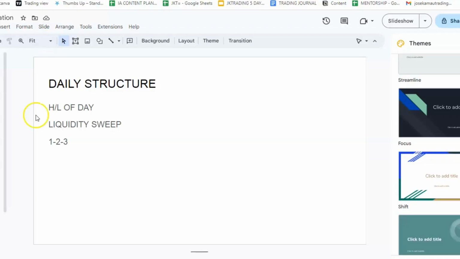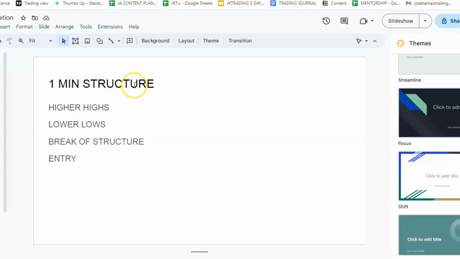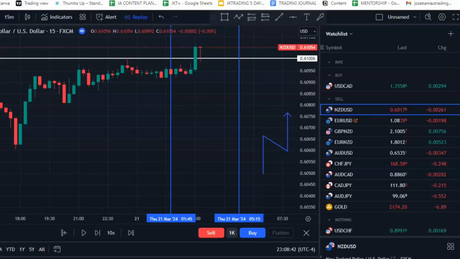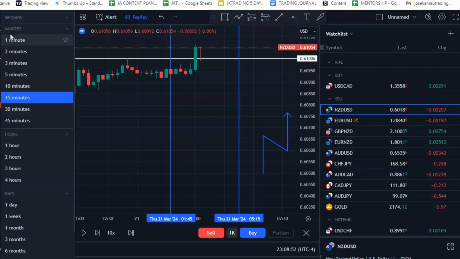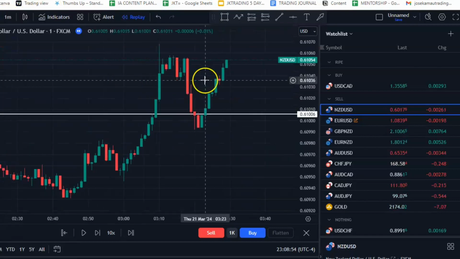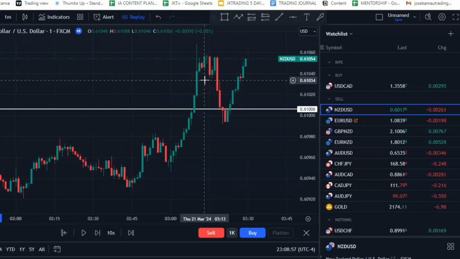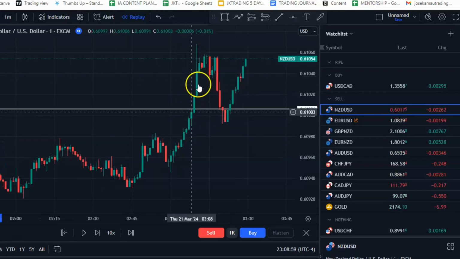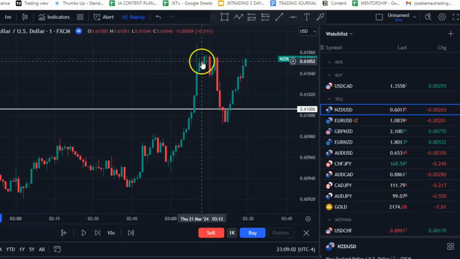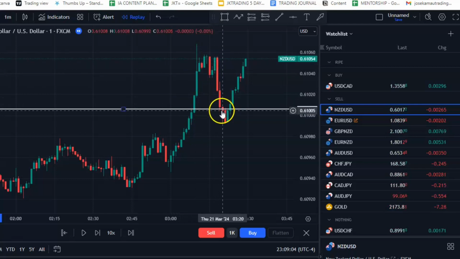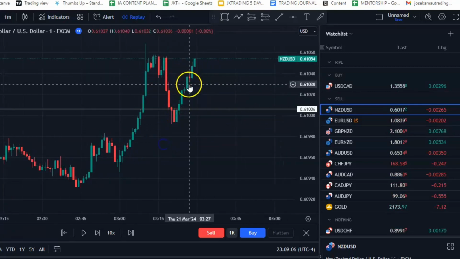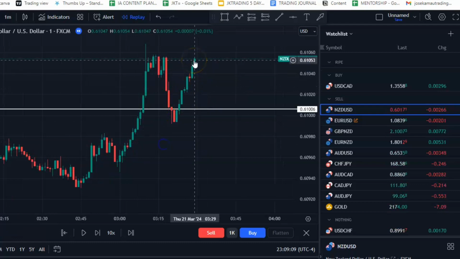Now, that takes us to our next step, which is the 1 minute time frame structure. And how do we analyze the 1 minute time frame structure? So we just look at price action. Price is creating higher highs. This is the breakout move. Then price started creating lower lows. Then we have started creating higher highs. So for us to actually get into a reversal, we must see first lower lows being created.